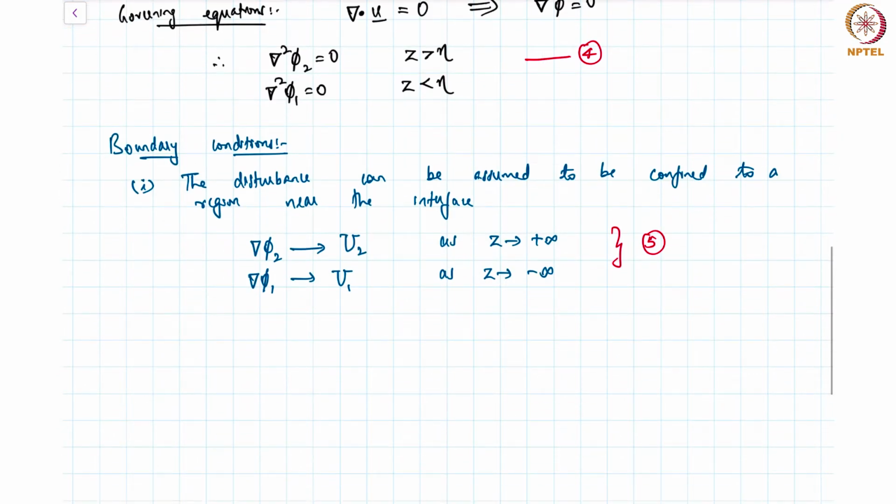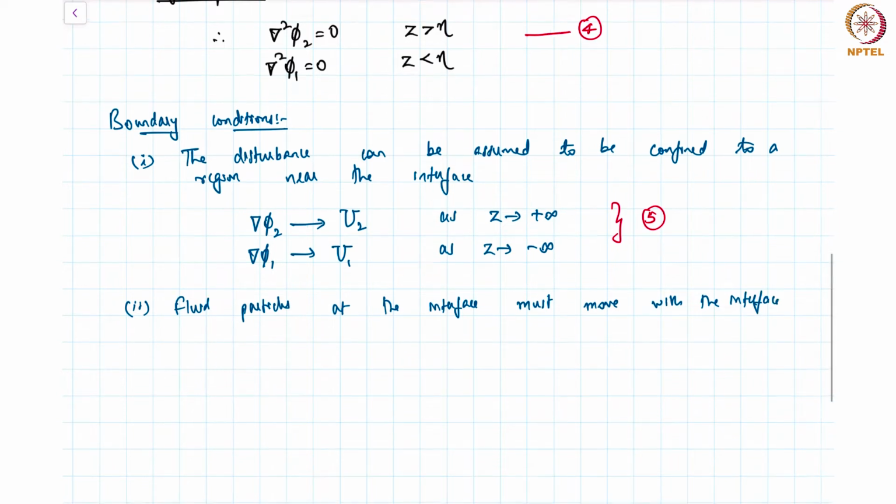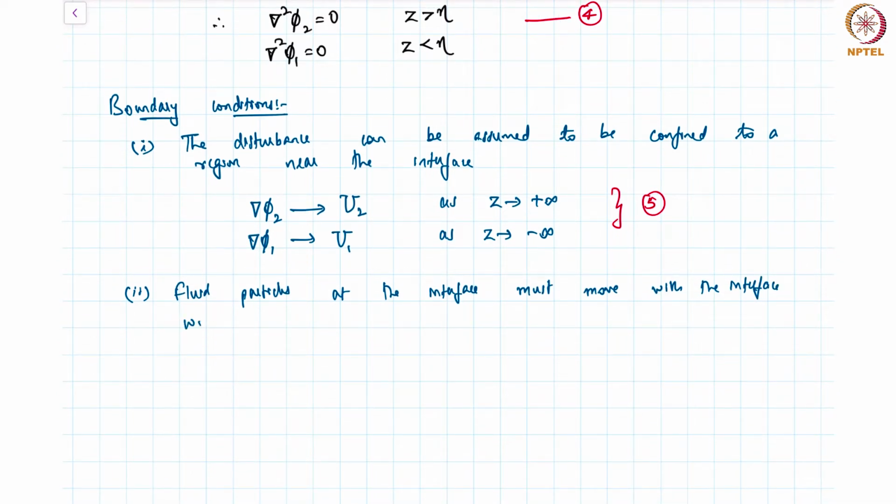Now, the next boundary condition would be to state that fluid particles at the interface must move with the interface, without either fluid occupying the same point.